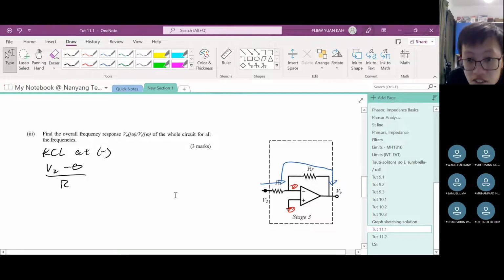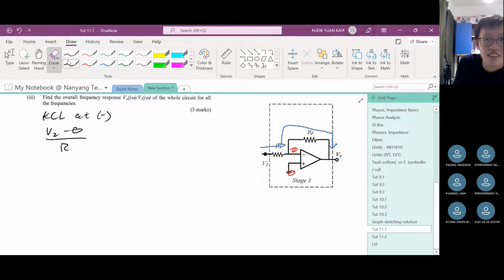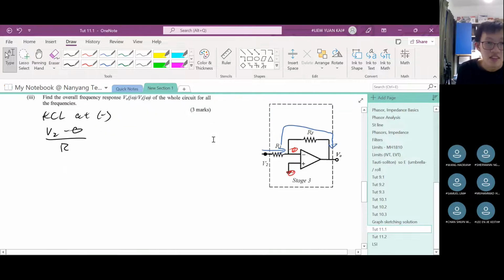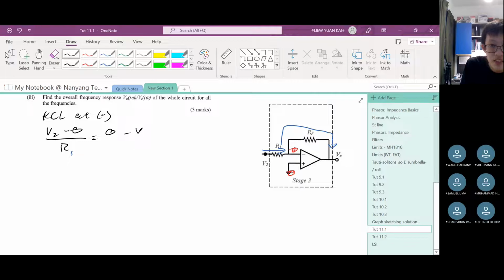Is that R or R1? Let me see. Okay, it's R1, sorry. So divided by R1 equals 0 minus V out divided by RF.